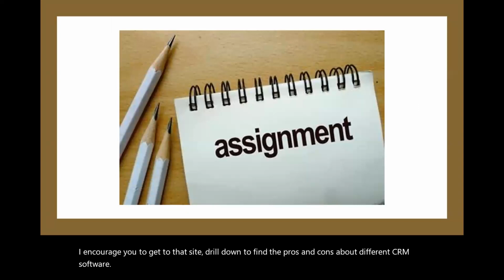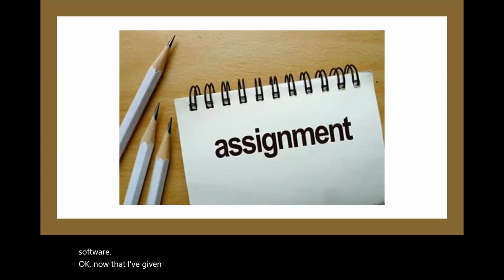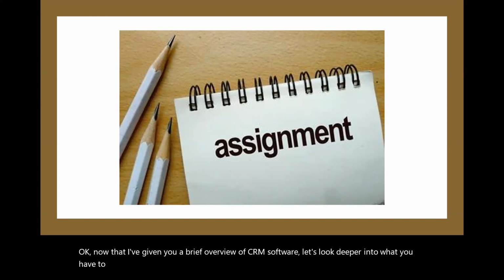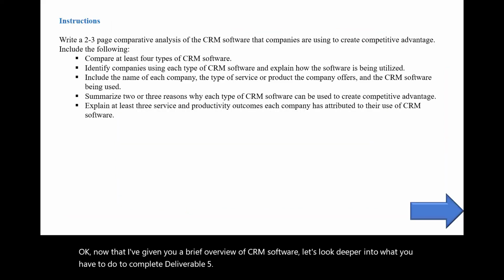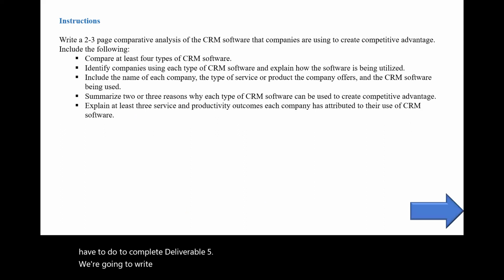Okay, now that I've given you a brief overview of CRM software, let's look deeper into what you have to do to complete Deliverable 5. We're going to write a 2 to 3 page comparative analysis. Stop there. 2 to 3 page comparative analysis.